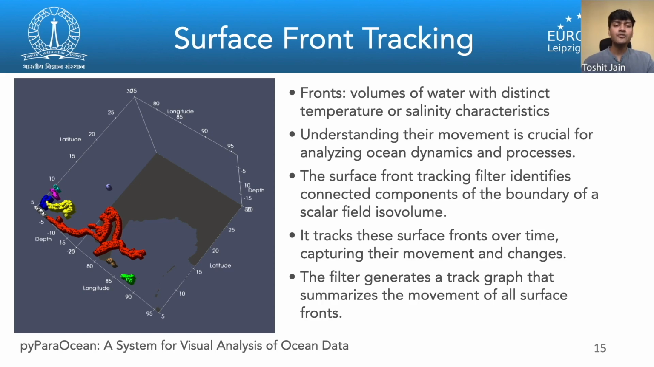This filter tracks the fronts over time and generates a tag graph that summarizes movement of all surface fronts. This figure here shows different high salinity surface fronts in the upper Indian Ocean. The larger component is significant as it moves into the Bay of Bengal, as we'll see in the case study.